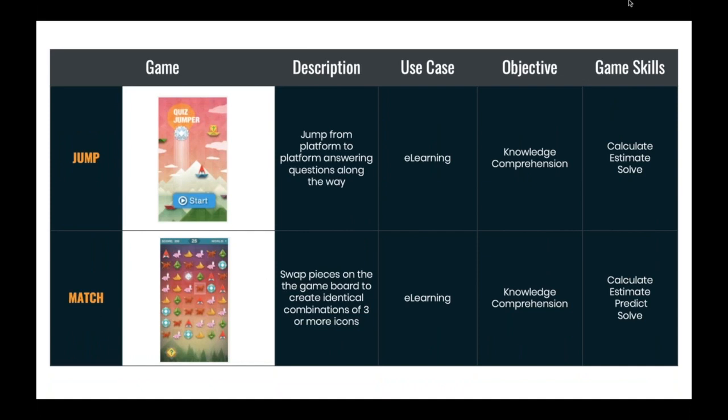These last 2 games are what I would call our gamiest of the games. So we have an endless jumper and we have a match game. And what I like about these is these are certainly the most addictive of the games. Endless Jumper is kind of based off of Doodle Jump. Match is based off of Candy Crush. The idea is to have a game that someone's going to want to stick with for a long period of time, that is going to allow you to reinforce key information along the way.